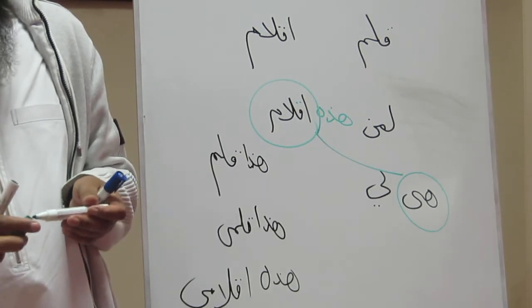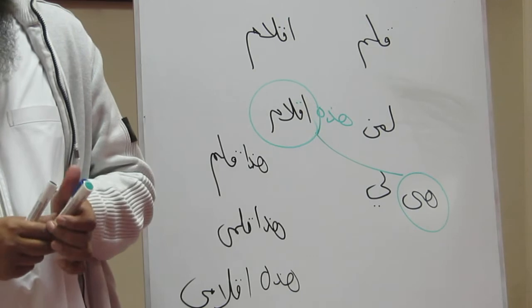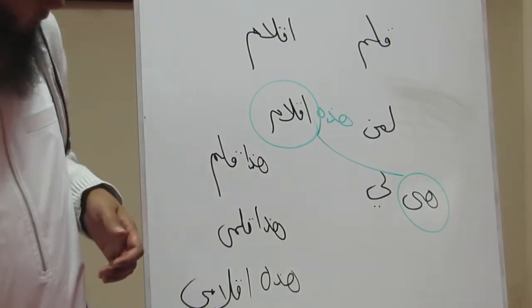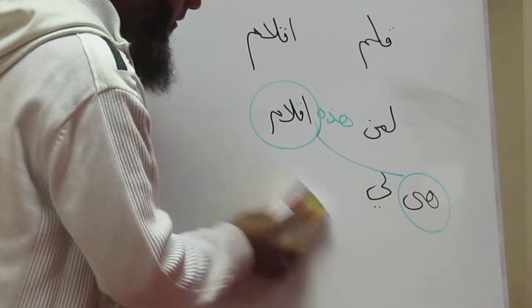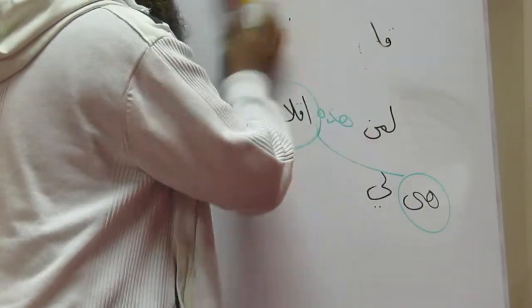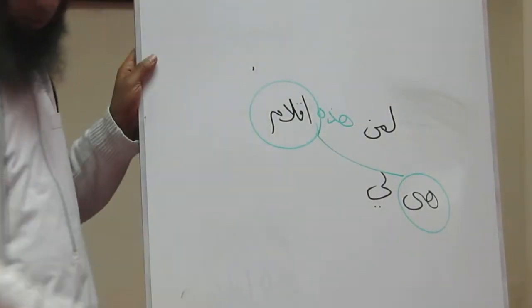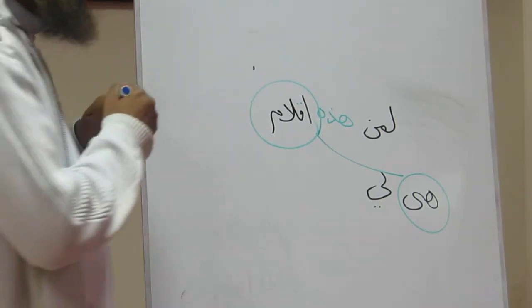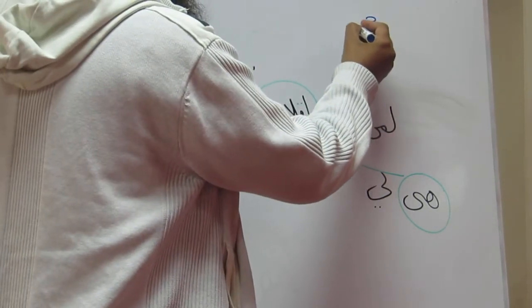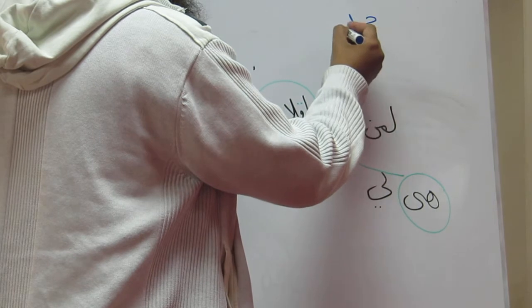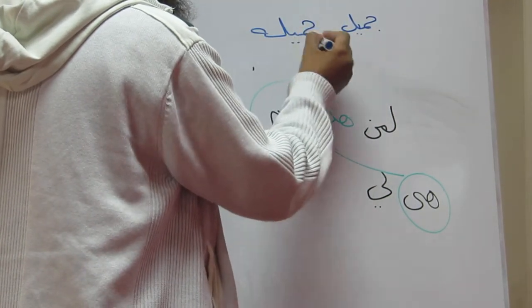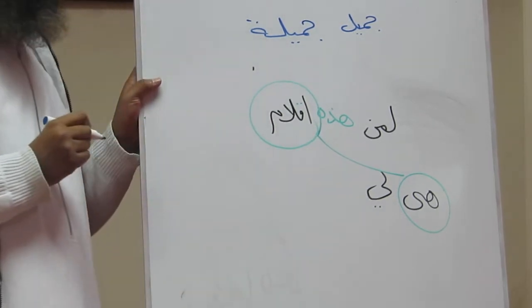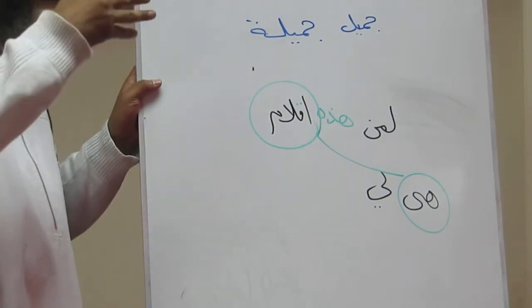هي جميلة جدا. Here, هي جميلة جدا. So you know what جميلة means? Beautiful. Yes? جميل, beautiful. The feminine of جميل is جميلة. But we are referring to the pens.